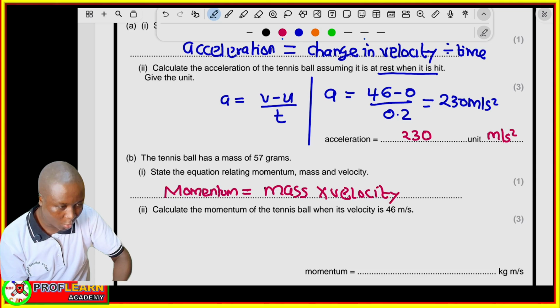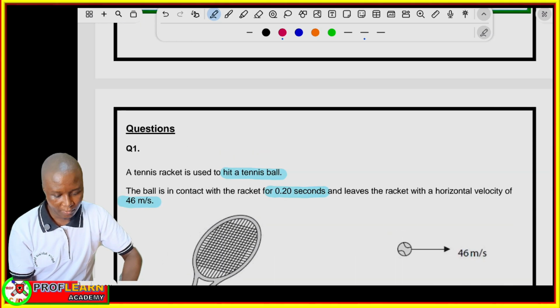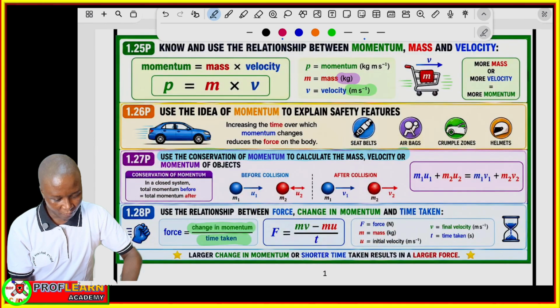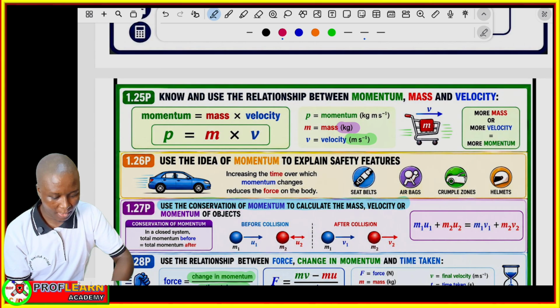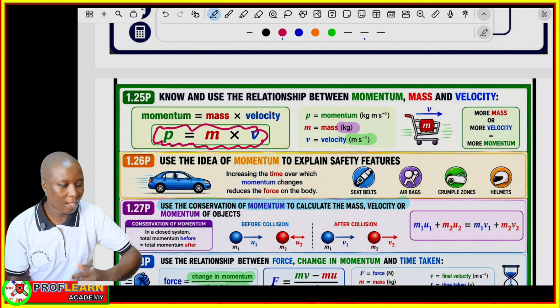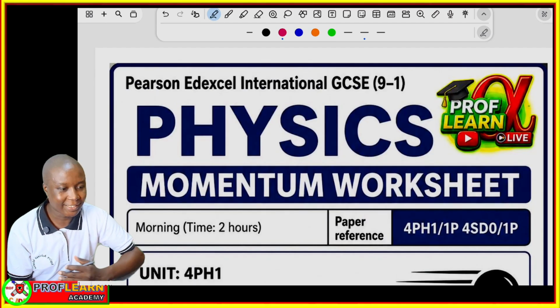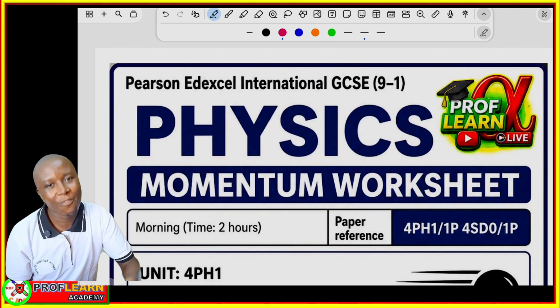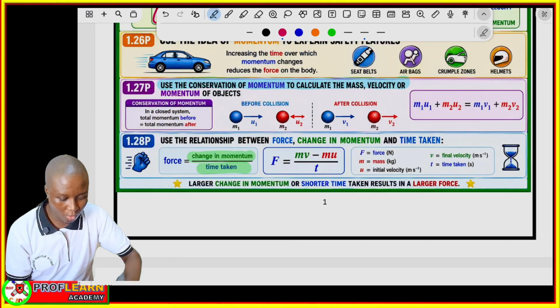as the shoe compresses, it increases the time of impact for the same changing momentum.